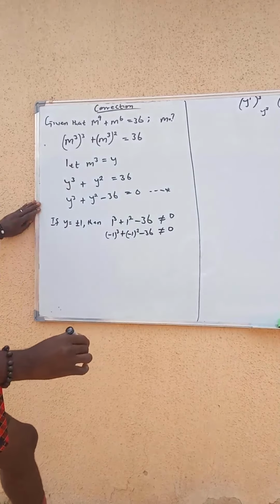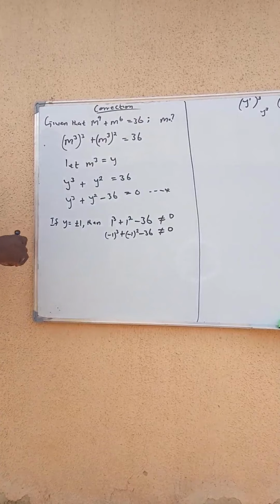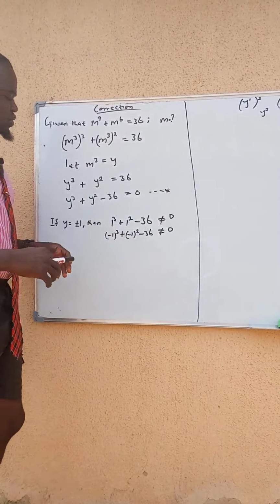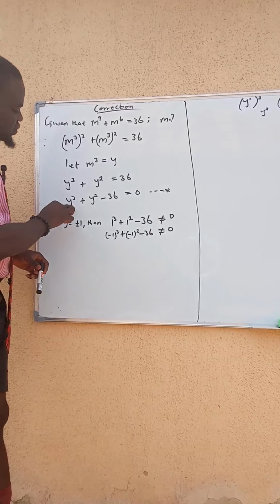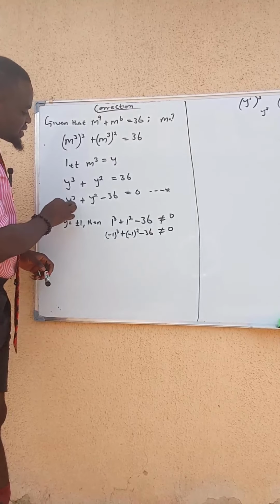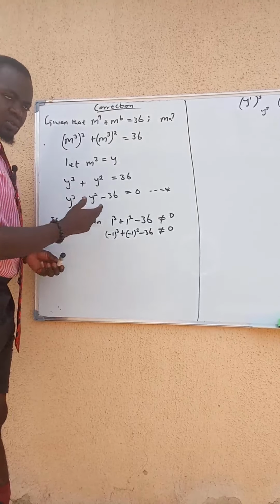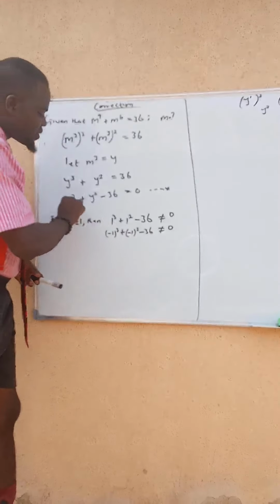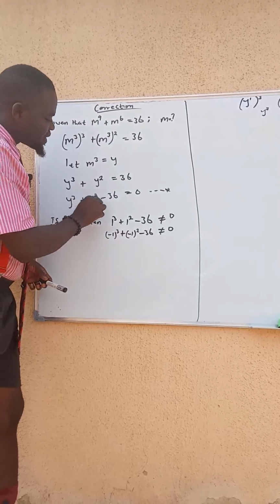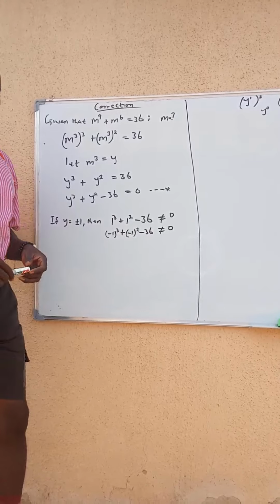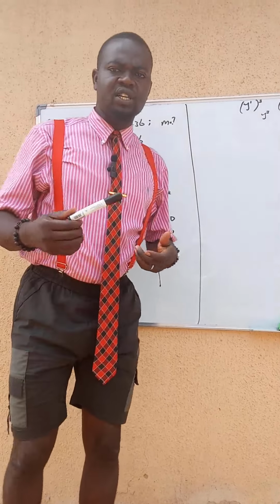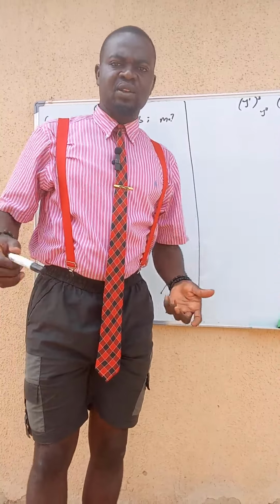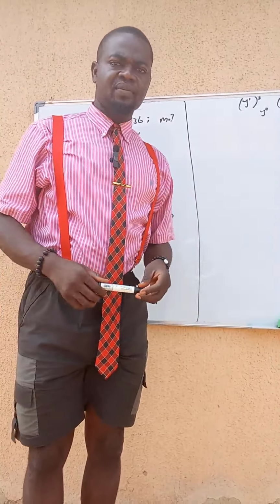If I check it like this, you don't need to keep checking. Let me tell you what to do simply. If I have 2 here, it will be 8, and 8 plus 4 is not up to that. Everybody knows that 1 cube and 1 square cannot be 36. So you go to the higher one. I don't need to check plus or minus 2. So I have to check 3.